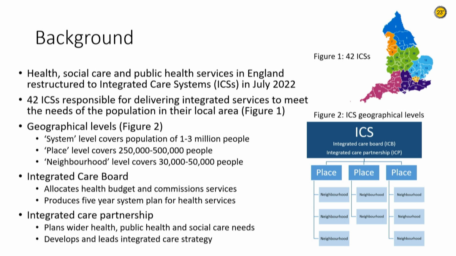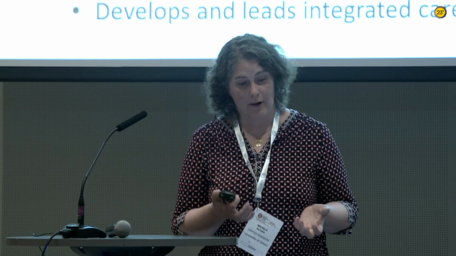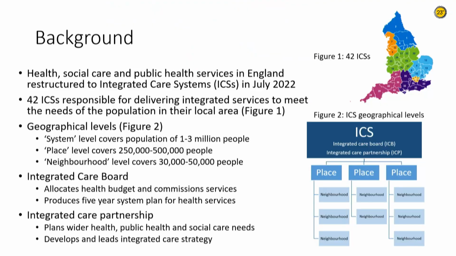They're governed by an integrated care board that allocates the health budget and commissioned services. So that aspect is really focused on the health part. The integrated care partnership, on the other hand, looks at wider health and public health and social care needs. So bringing in local government together with the National Health Service, or NHS, that you've probably heard about. And they are developing and leading on the integrated care strategy. So this gives you a bit of an overview of what's happened last year.